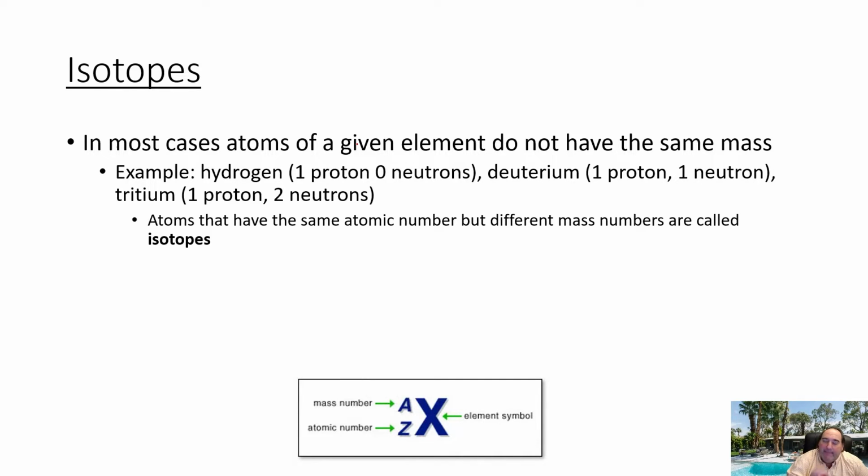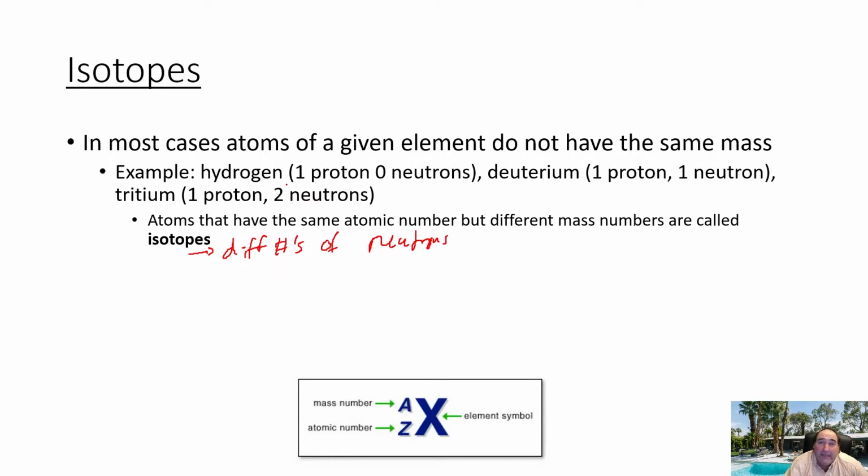So what does that mean? It means that they have different numbers of neutrons. Isotopes have the same number of protons, but different numbers of neutrons. And as we just talked about, it is the protons that are most important in terms of what element you're dealing with. So they have to have the same number of protons. Otherwise, there would be different elements.